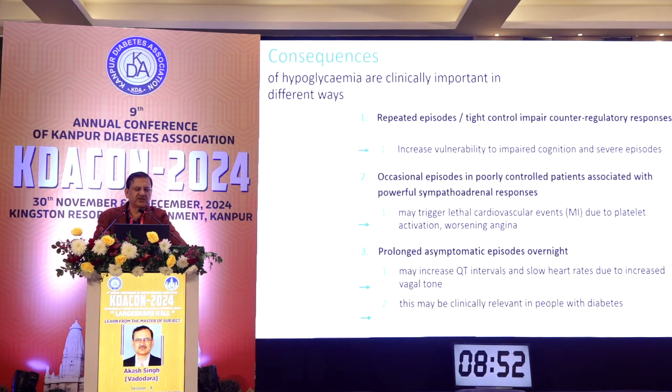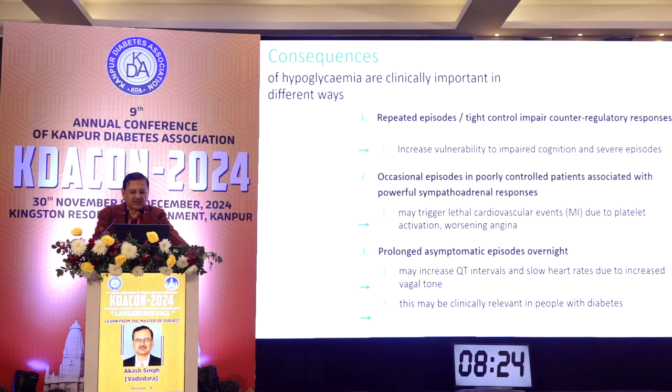Now, the consequences of hypoglycemia are clinically important in different ways. If there are repeated episodes of hypoglycemia, then the patient can go into something called HAAF, hypoglycemia-associated autonomic failure, which impairs the autonomic response to hypoglycemia. So the patient will go directly to neuroglycopenic symptoms, to confusion and coma, which is not desirable. The precursor symptoms are not there.